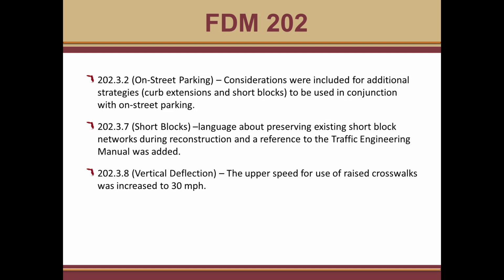One change that we made from last year, we talk in the FDM, in FDM 202 about vertical and horizontal deflection. We did add a change this year for vertical deflection to indicate that the upper speed for the use of raised crosswalks has been increased to 30 miles an hour. Previously, it was only 25 miles an hour.